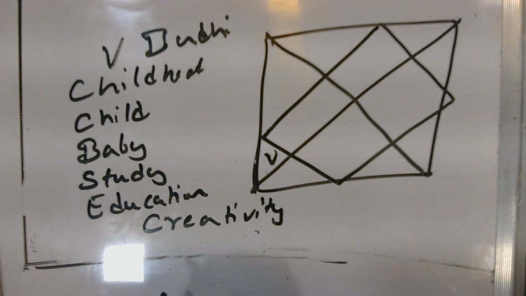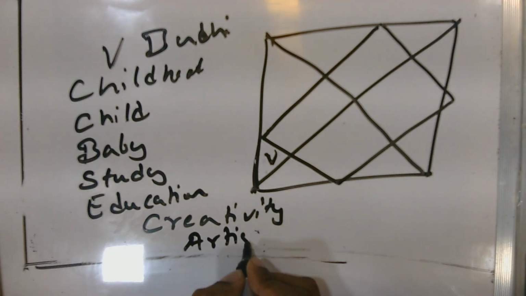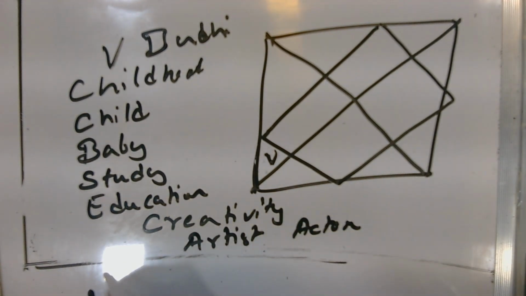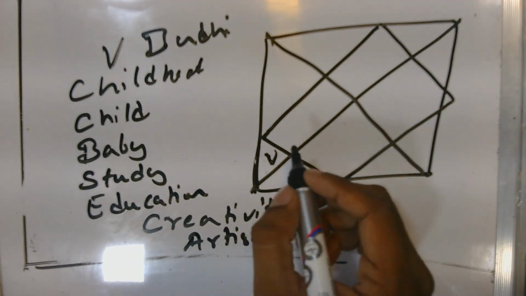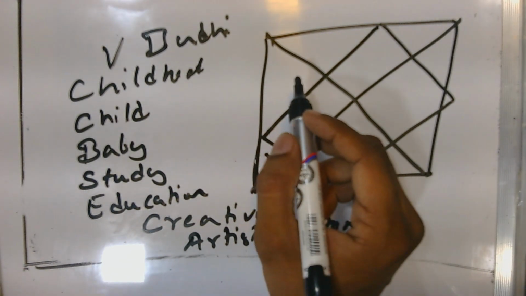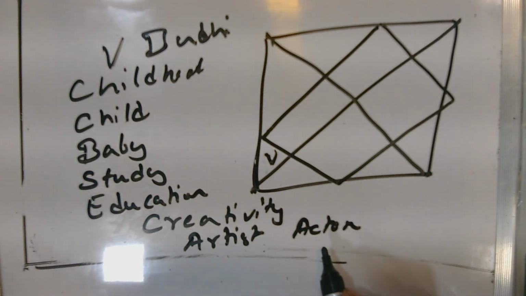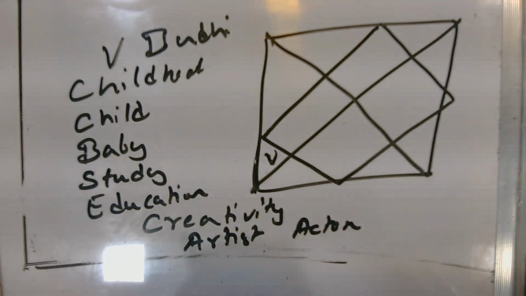So the fifth house also makes a person a good artist, even a good actor. Actor not from his physical abilities, like we saw in the third house, but in the sense of his acting skills, his pure skills. The fifth house is purely skill based. So these are the things which are associated with the fifth house.